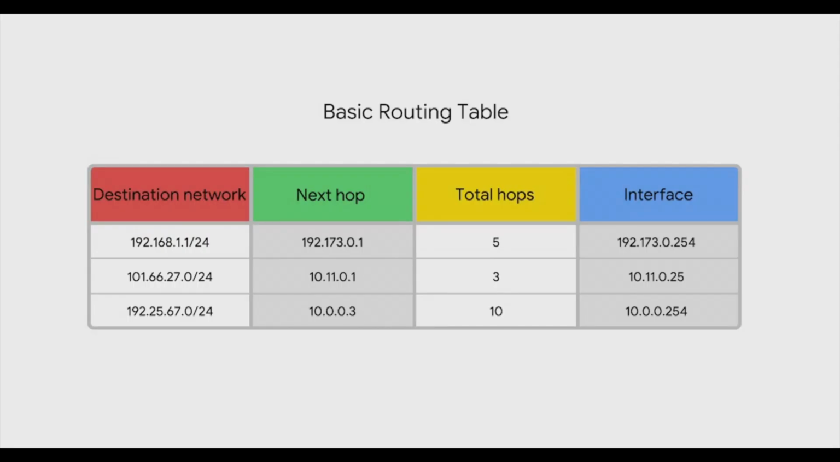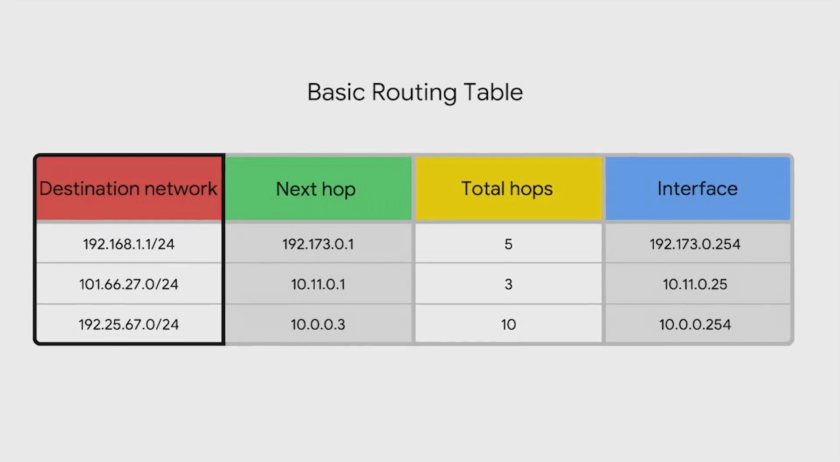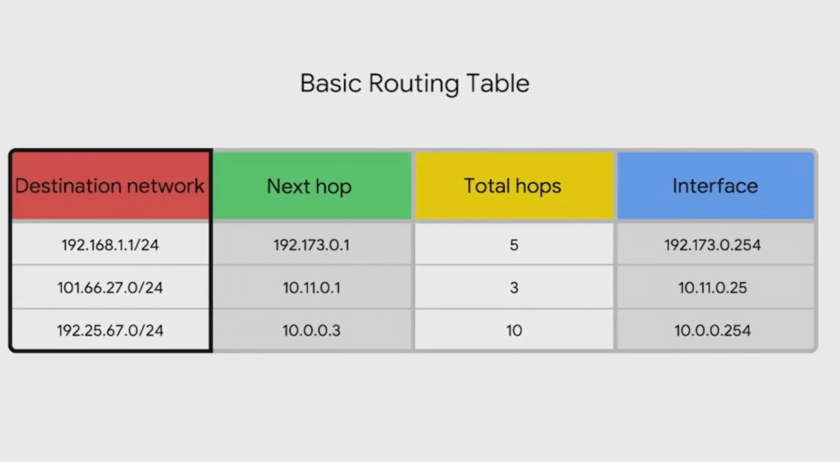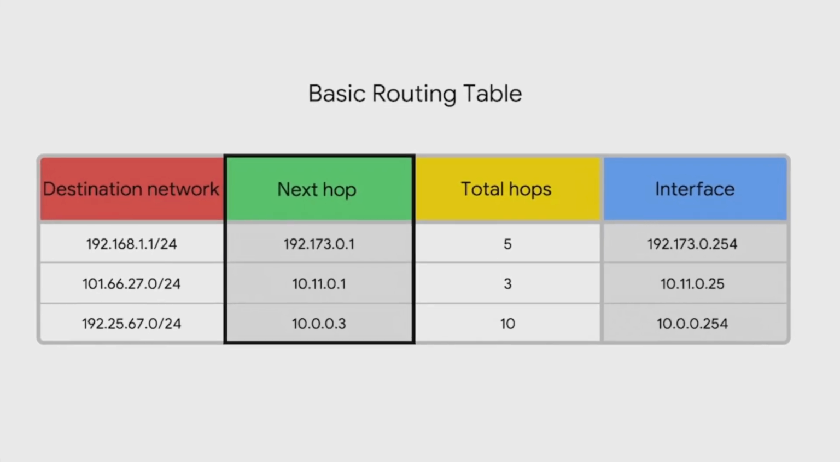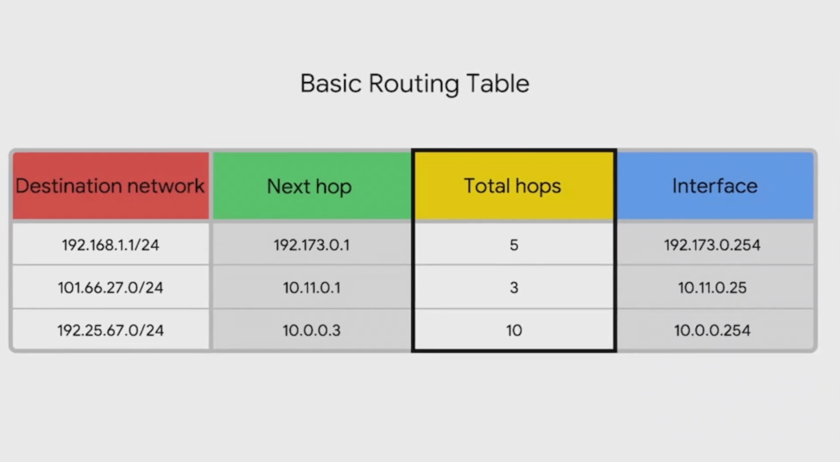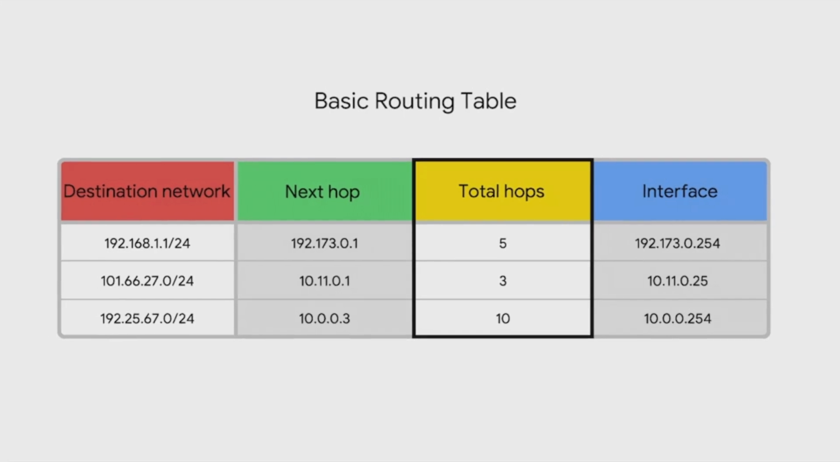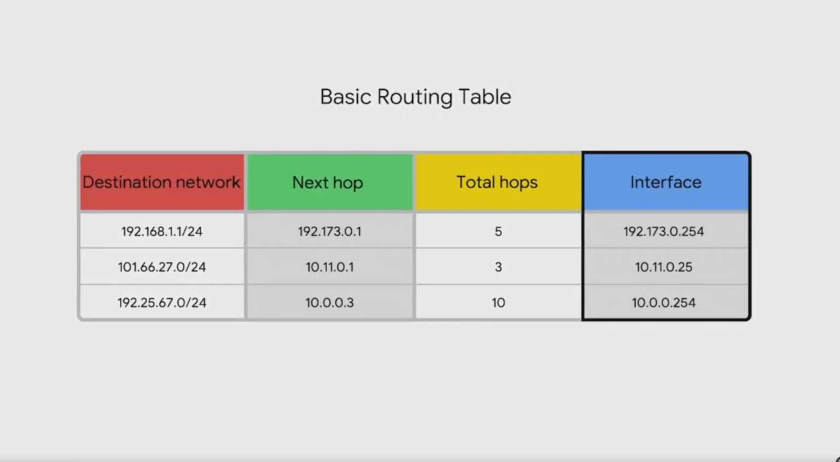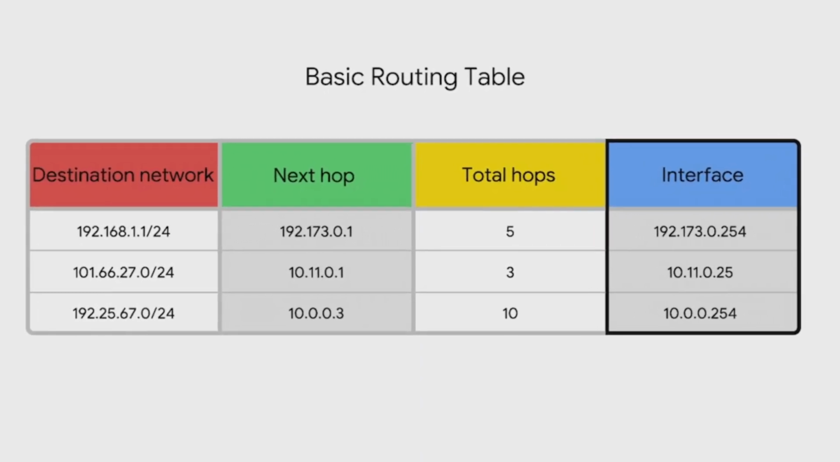These tables contain crucial information for each network, including destination network, the definition of remote networks, including network ID and net mask. Next hop, the IP address of the next router or network interface to send data to. Total hops, the number of hops or intermediary routers to reach the destination network. Interface, the router's network interface through which data should be forwarded.